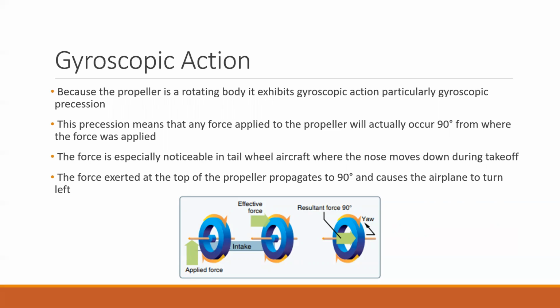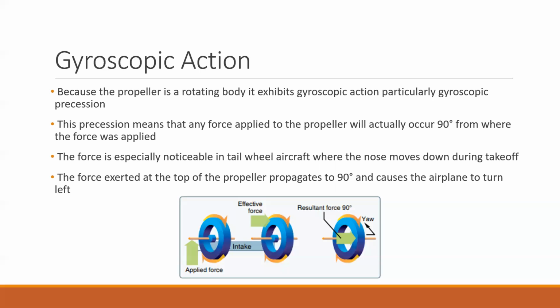And so this is most noticeable in tailwheel aircraft, however it happens in all propeller aircraft. When the nose of the aircraft is changing pitch during the takeoff roll, and in a tailwheel aircraft especially, as it's pitching up towards that level state, it's going to be enacting a force on the top of the propeller. And since the resulting force doesn't occur until 90 degrees after that, the aircraft is going to want to yaw to the left because you're putting pressure on the top of that propeller blade. And so the aircraft yaws.